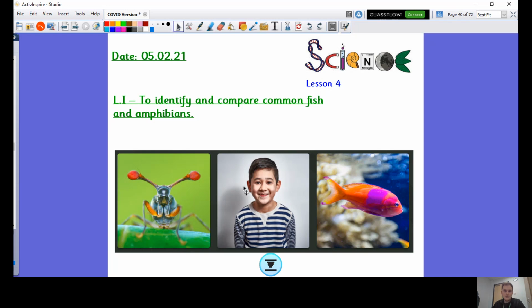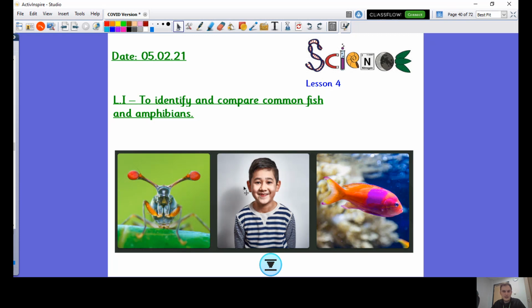Okay, team, I hope you had a lovely discussion about which one you think is the odd one out. Now, remember, there's no right or wrong answer. You could have said the human in the middle, or the boy, is the odd one out because he's a human and the rest are not. They are animals. One is a fish and one is an insect.